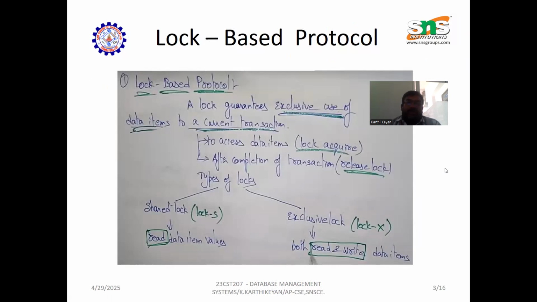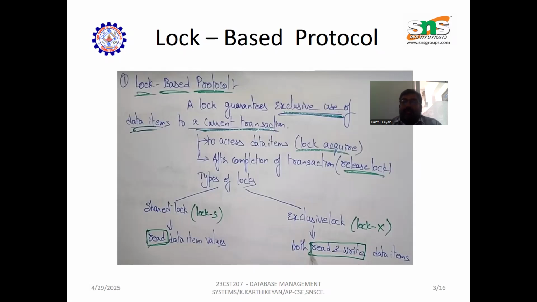A lock-based protocol means a lock guarantees exclusive use of a data item to the current transaction. To access the data item, you must first acquire the lock. After completion of the transaction, you can release the lock. Once you have the lock, after completion of the process you release it. This is the basic condition of the lock-based protocol.